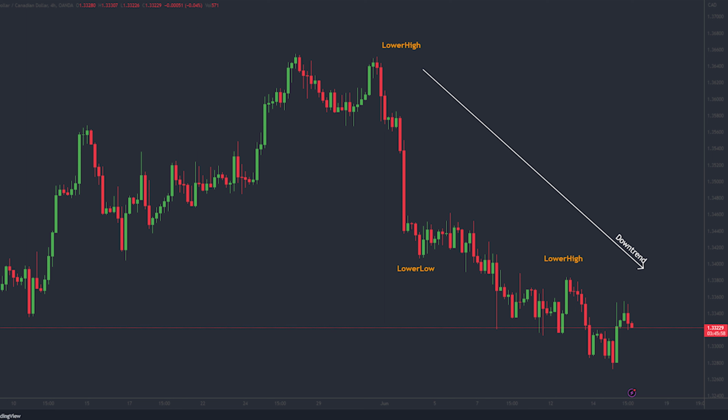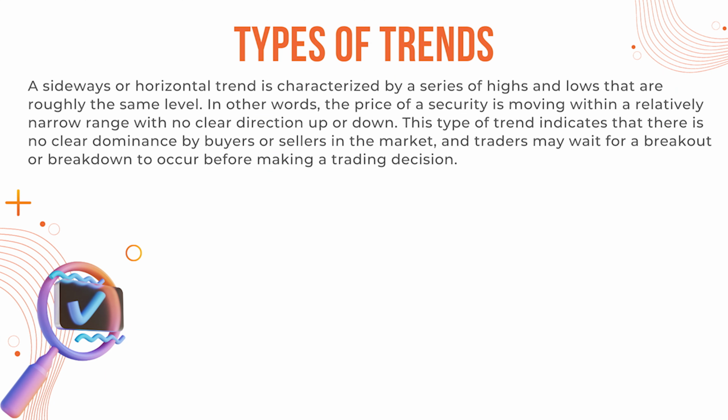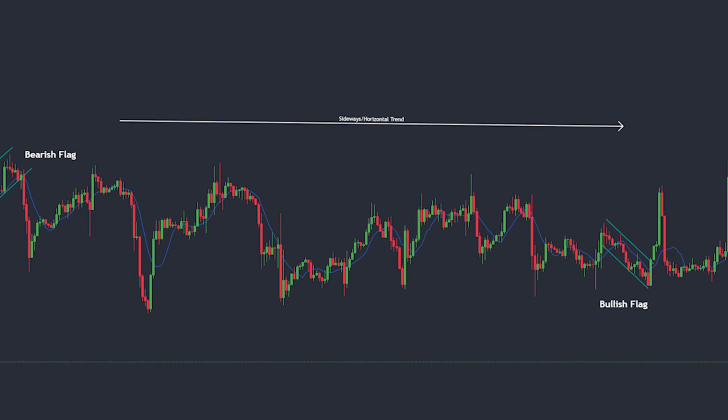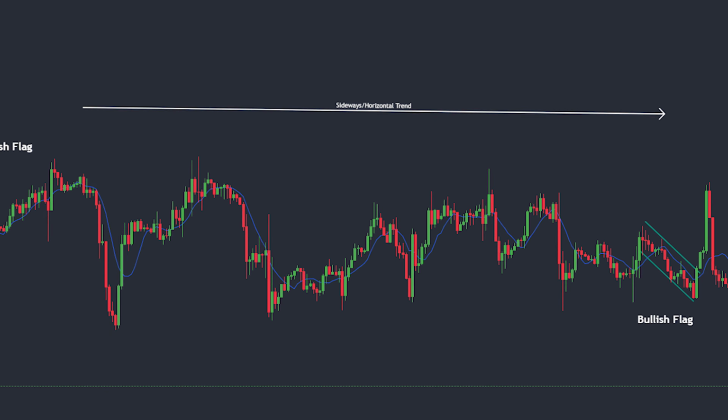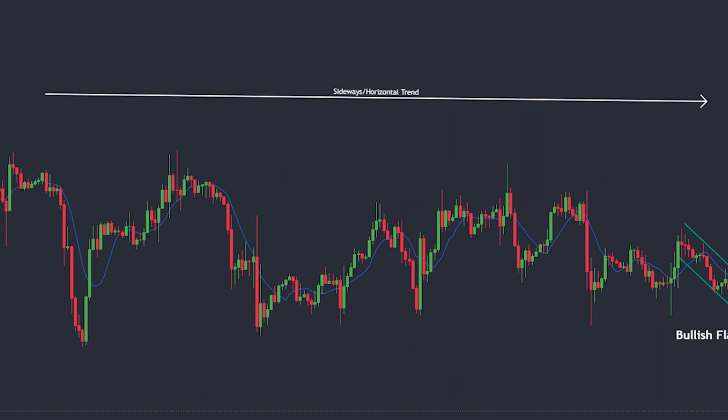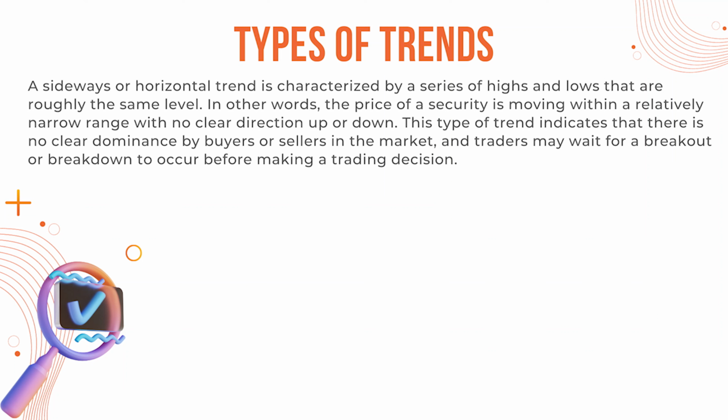In other words, the price of a security is moving downward over time. This type of trend indicates that sellers are in control of the market and traders may look for selling opportunities to enter the market. A sideways or horizontal trend is characterized by a series of highs and lows that are roughly the same level. In other words, the price of a security is moving within a relatively narrow range with no clear direction up or down. This type of trend indicates that there is no clear dominance by buyers or sellers in the market, and traders may wait for a breakout or breakdown to occur before making a trading decision.